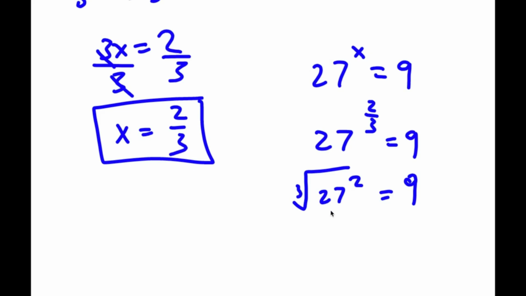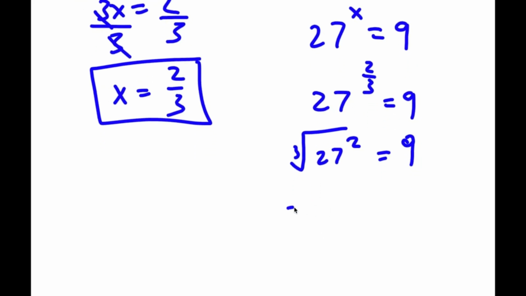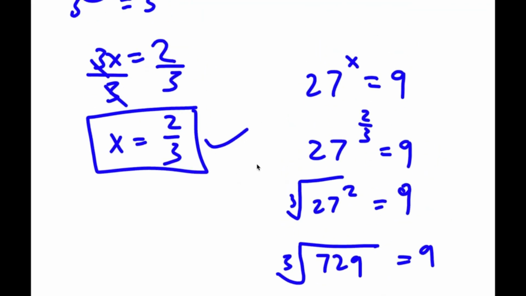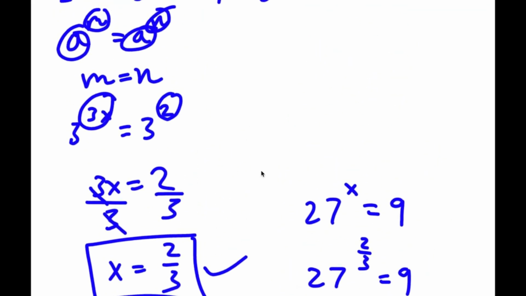Now 27 squared, that's equal to 729. So now I have the cube root of 729 is equal to 9. And the cube root of 729 is equal to 9. So I have 9 is equal to 9, because this is right, we know that our solution x equals 2 over 3 is right.